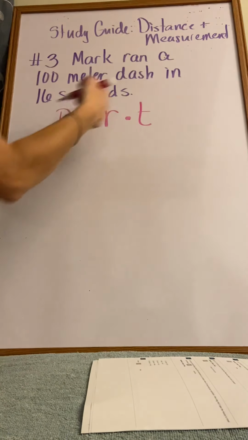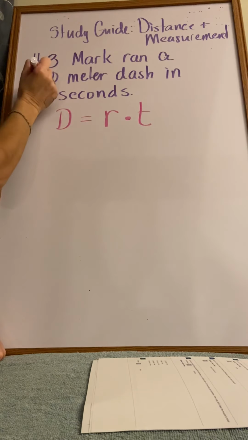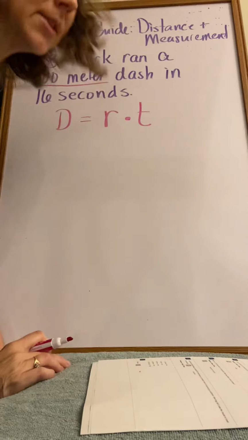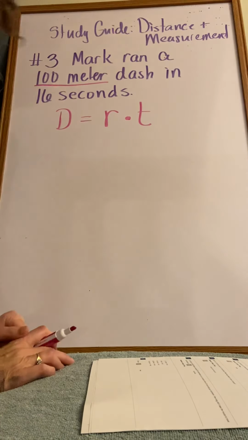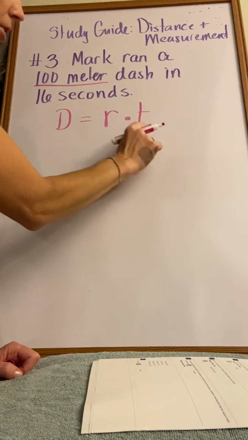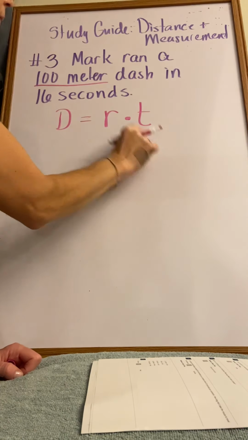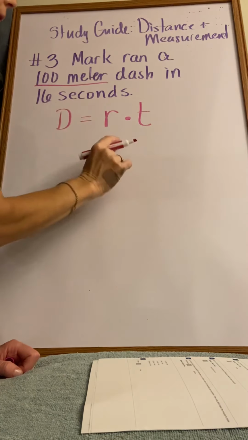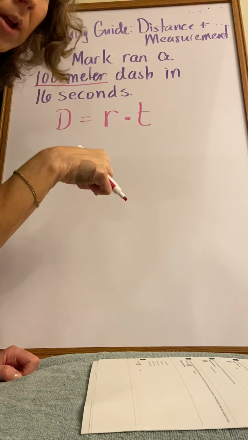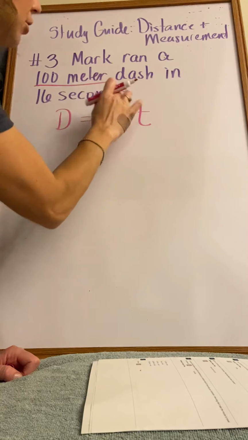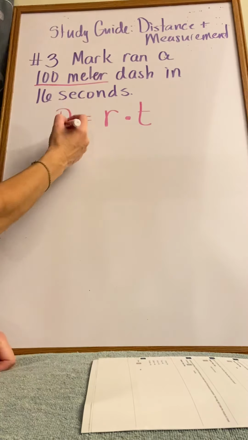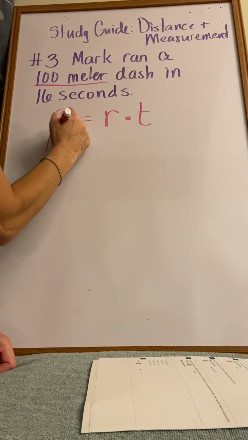Okay, so what is our information? We've got that he ran a 100-meter dash. Dash is just the type of race it was. But 100 meters, where would 100 meters go? Is it our distance, our rate, or our time? Okay, some of you may have said rate. It's not the rate because it doesn't say rate per second, meters per second. It just says 100 meters. So 100 meters is our distance. So it's going to go where our D is.